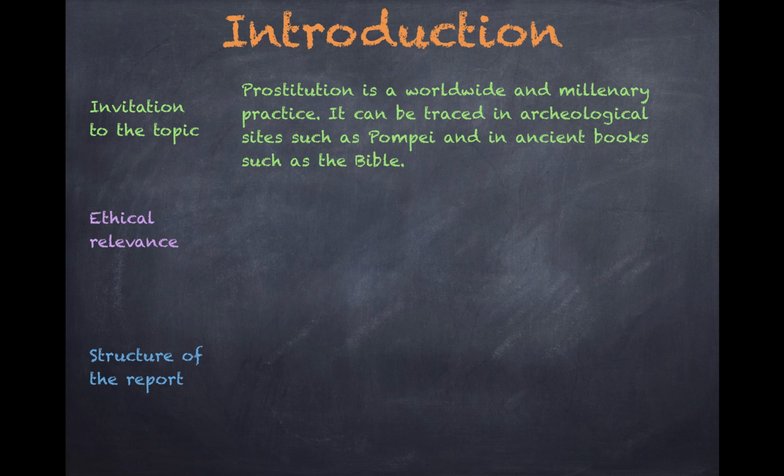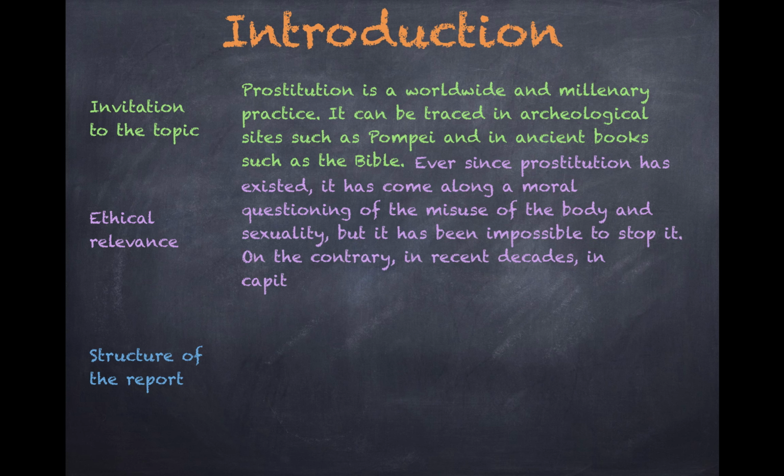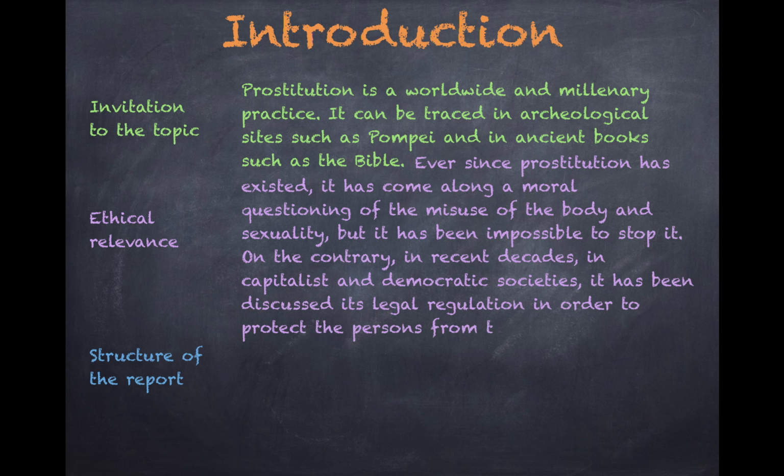Then we can continue with the ethical relevance. Remember to point out how the persons are affected by the problem. Ever since prostitution has existed, it has come along a moral questioning of the misuse of the body and sexuality, but it has been impossible to stop it. On the contrary, in recent decades, in capitalist and democratic societies, it has been discussed its legal regulation in order to protect the persons from the intrinsic perils this practice involves.